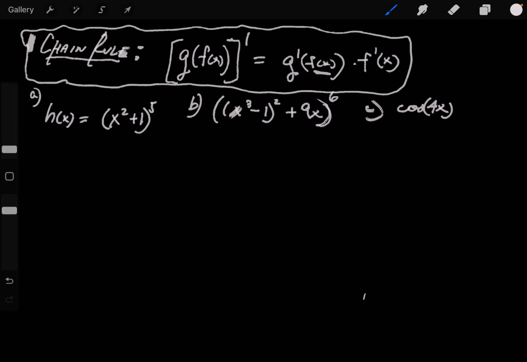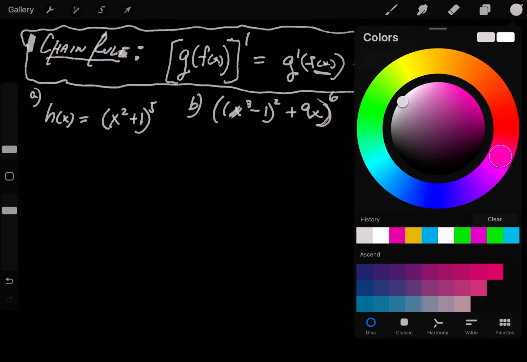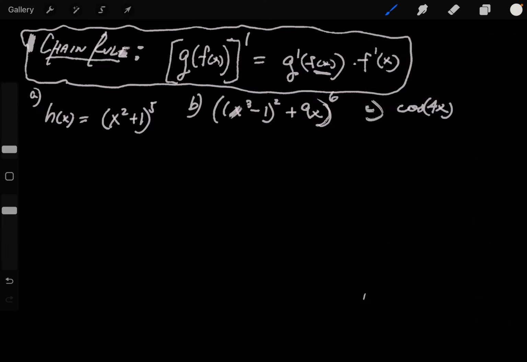The best way to understand this rule is by going through a bunch of examples, okay? We need to be able to see the inner function and then the outer function. So in this first example, what would be the inner function?